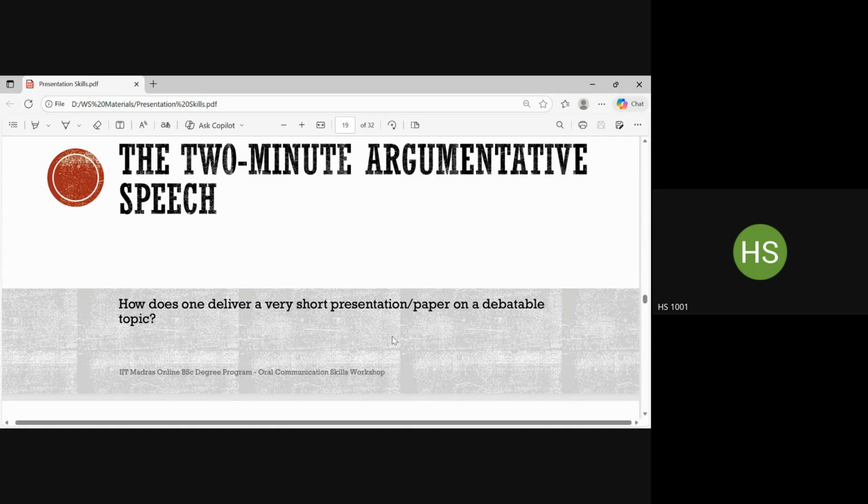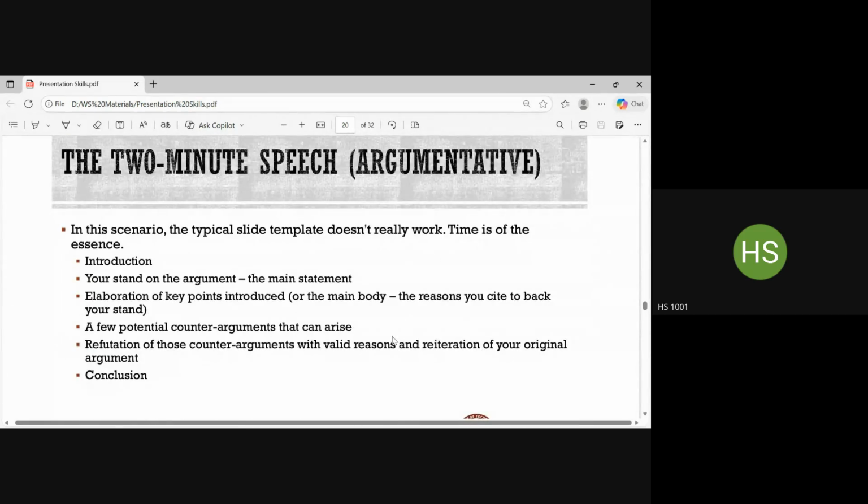In addition to the kinds of presentations that we've discussed so far, you can also get a 2-minute argumentative speech. This is most likely used in recruitment drives, placement drives, interviews, etc. They are simply trying to see how well you present your standpoint and how respectful you are towards other people's standpoints. The kind of topic that is used for a 2-minute argumentative speech is a debatable topic.